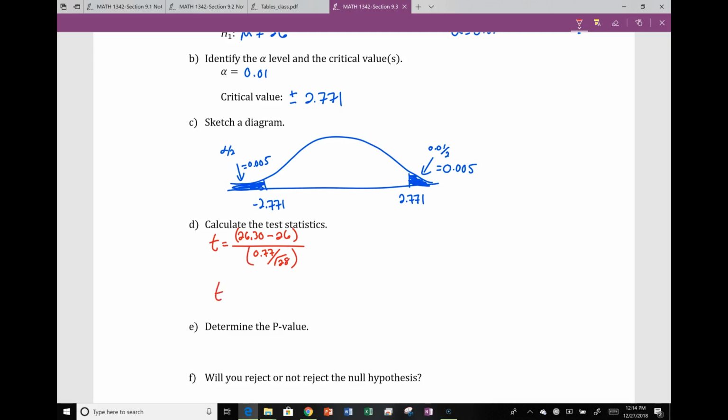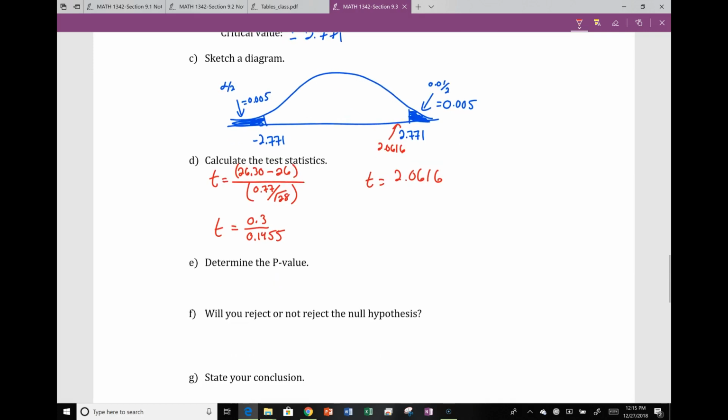So 26.3 minus 26 is going to be 0.3. 0.77 divided by the square root of 28 will be 0.1455. So our T value is going to be 2.0616, which is going to be somewhere over here. So based on the critical value, I will not reject the null hypothesis. But let's continue looking at it because we need to find the p-value.